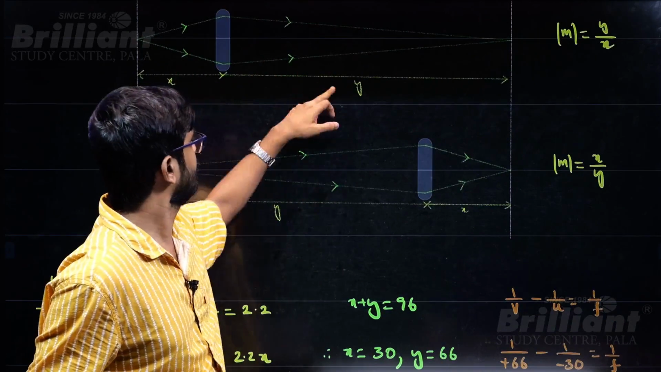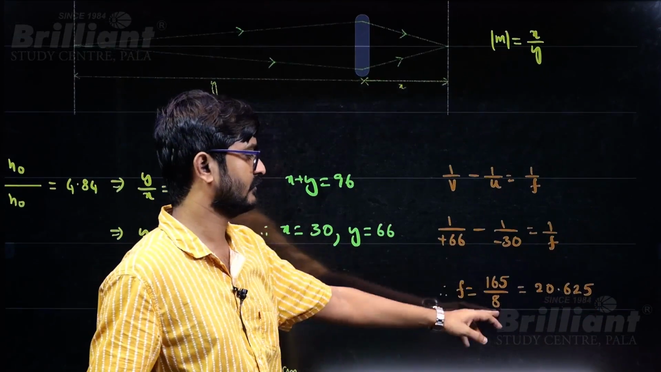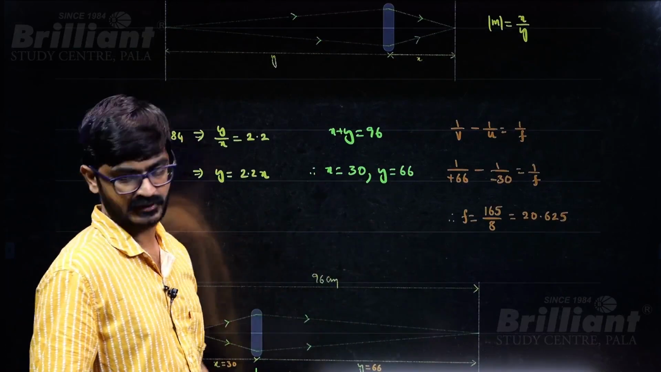So 1 by v minus 1 by u equals 1 by f. When you substitute with sign convention, you will get the focal length as 20.625. Focal length is going to be 20.625.